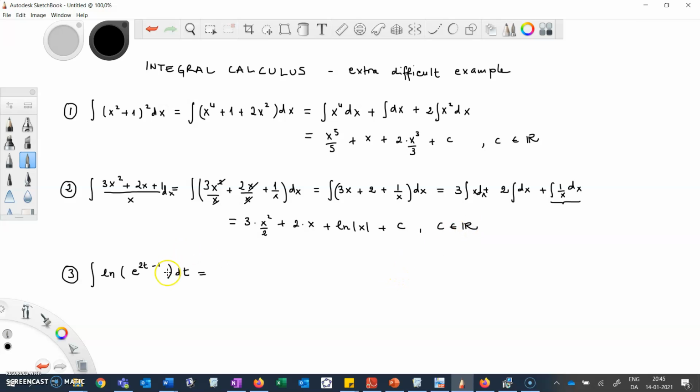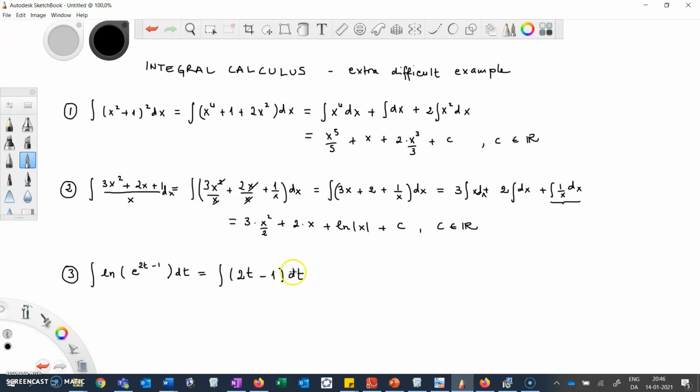The third one contains logarithm properties. So in order to solve this, I need to know that the natural logarithm and the natural exponential are actually the inverse functions of each other. And therefore, this expression here actually simplifies, because these two functions kind of, if you want to, cancel out, although it's not a cancellation because they are inverse functions. So this integral, which is an integral in another variable, t, is 2t minus 1 dt.